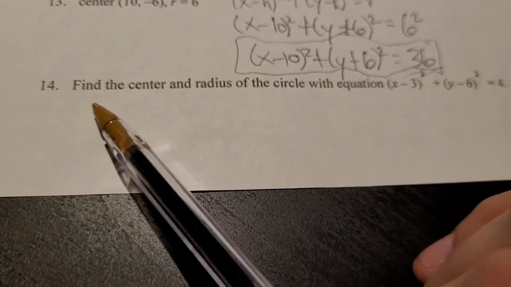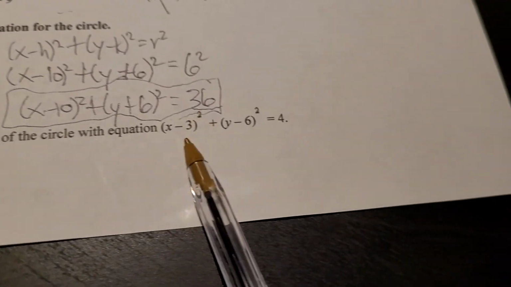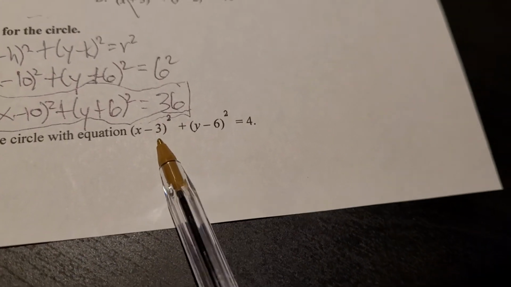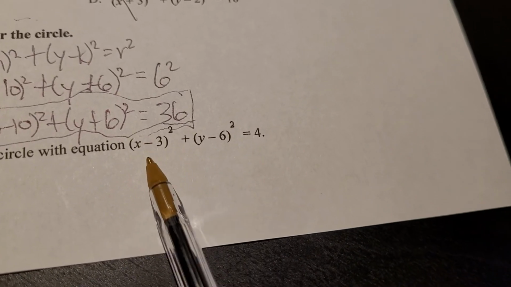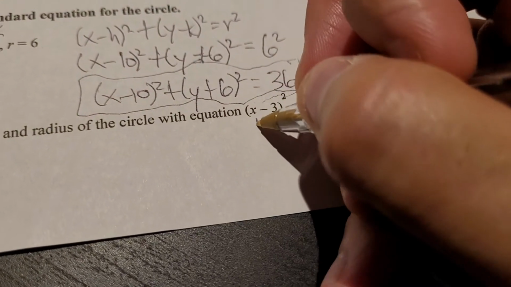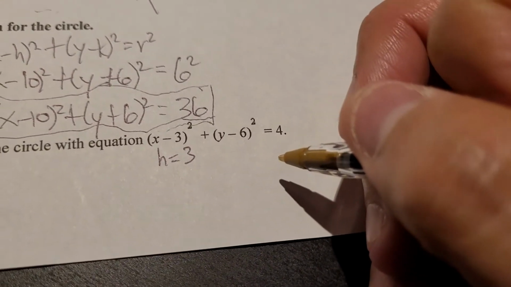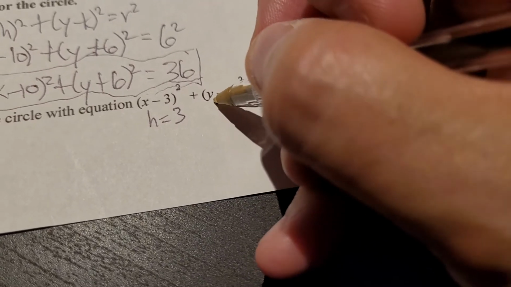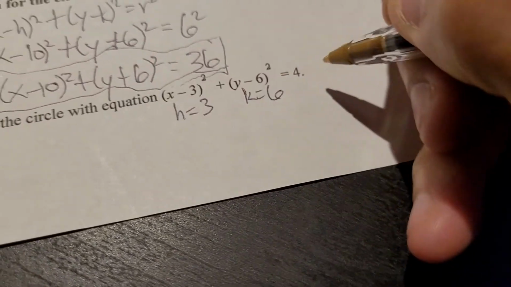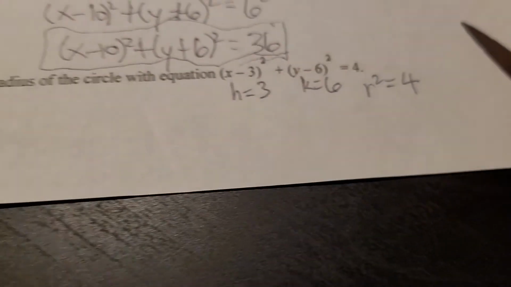Okay, number 14, we're almost done. Find the center and radius of the circle of this equation. From this equation, we should be able to look at it. Remember, h is what you're subtracting from the x. So that's why I know that h is 3. And k is what's being subtracted from the y. So I know that k is 6. And my radius squared is what this equals. So I know that my radius squared is 4.